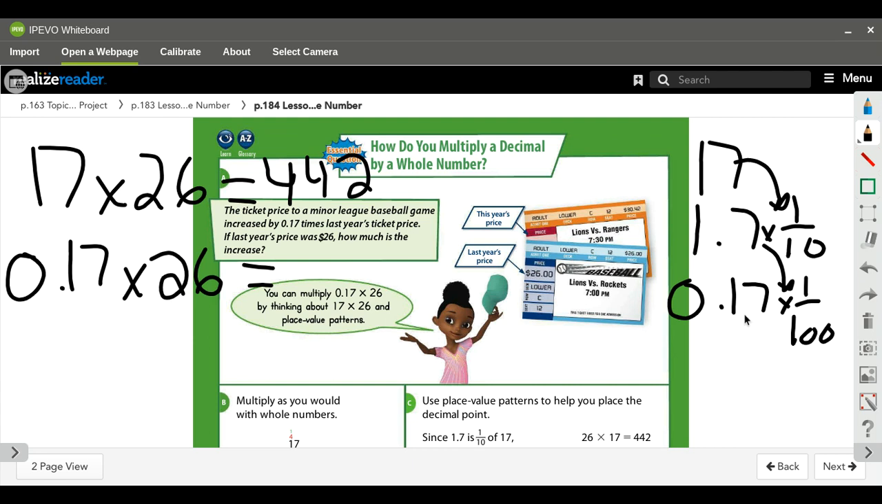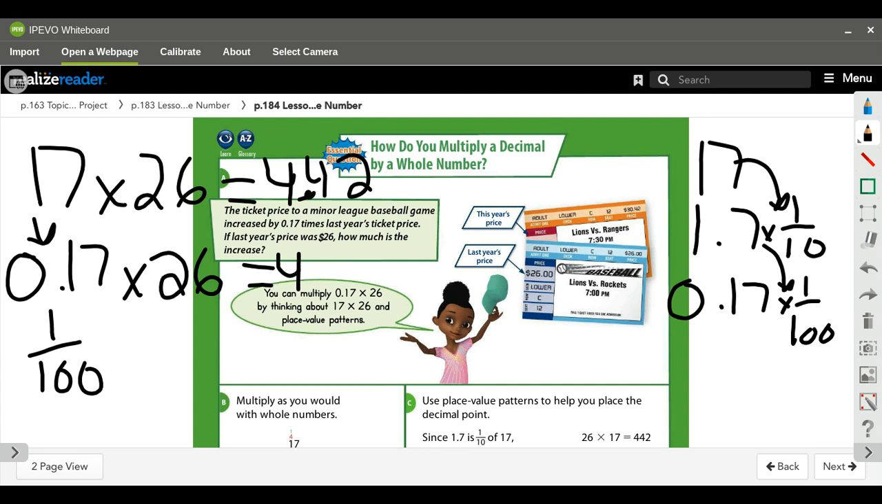when I went from 17 to 1700, because 17 is going to be 100 times as great. And so with it being 100 times as great, I need to put my decimal right here, 4.42. So the price increase is going to be $4.42, because that is what the 17% increase is going to be. So $4.42.